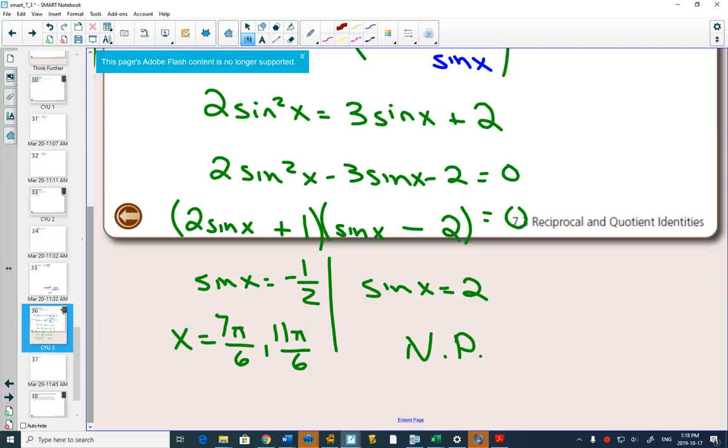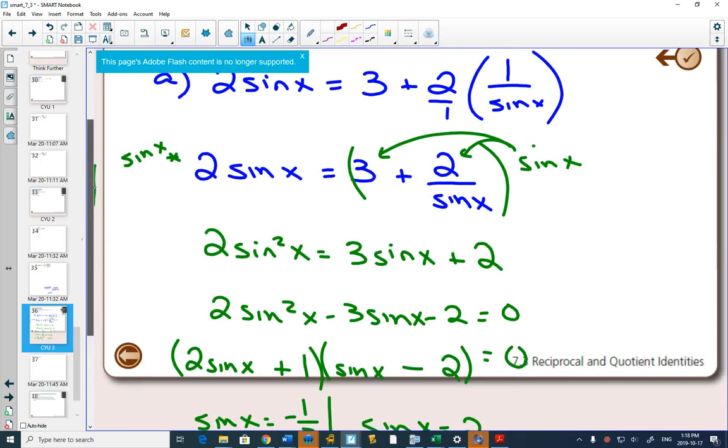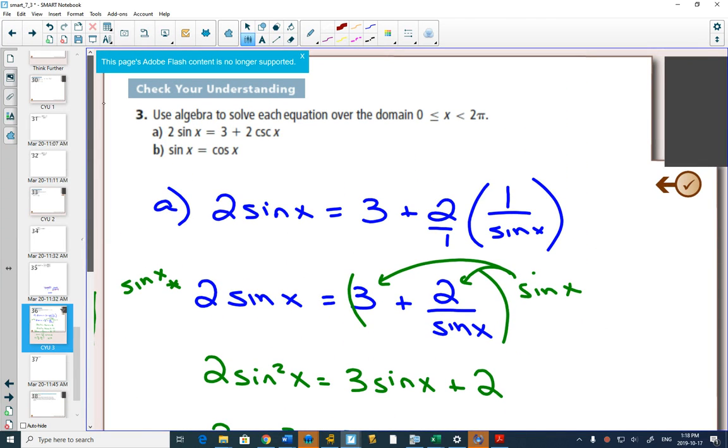Do a quick check. Now is the time to reread our question. We wanted to solve between 0 and 2 pi. Yes, we don't have to do any changes because of that.